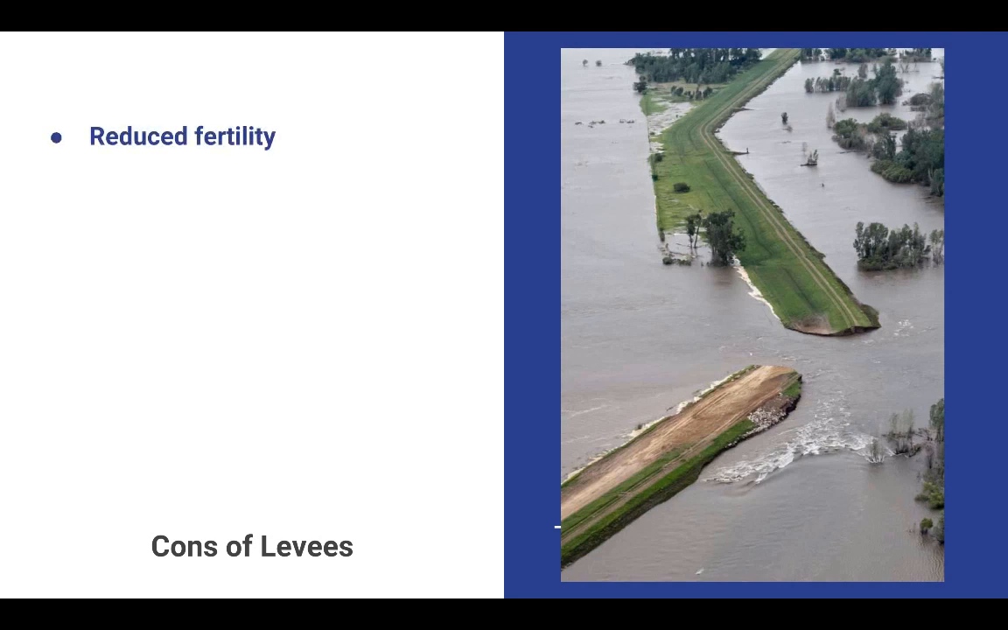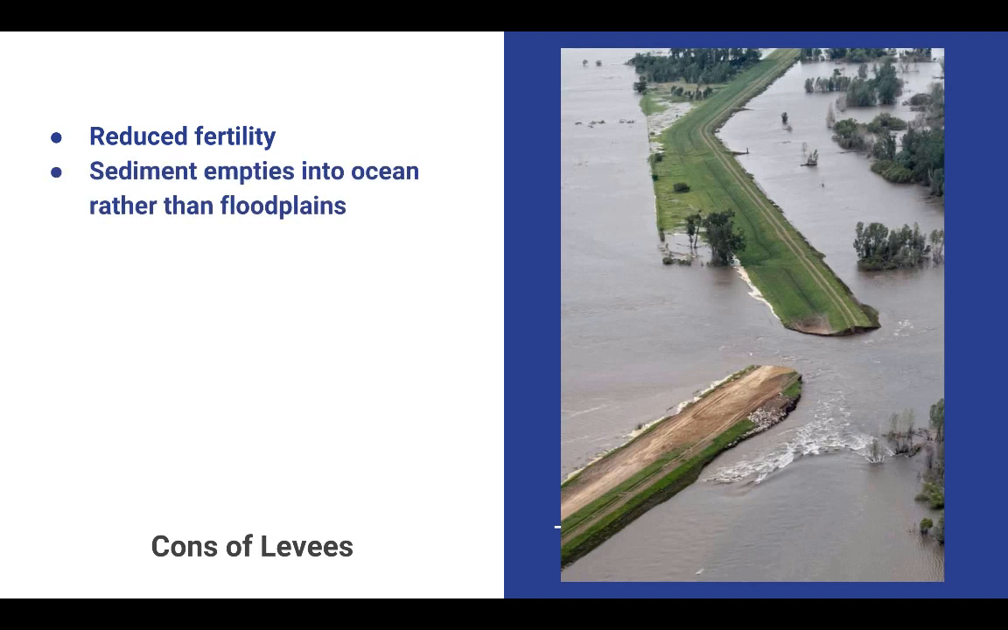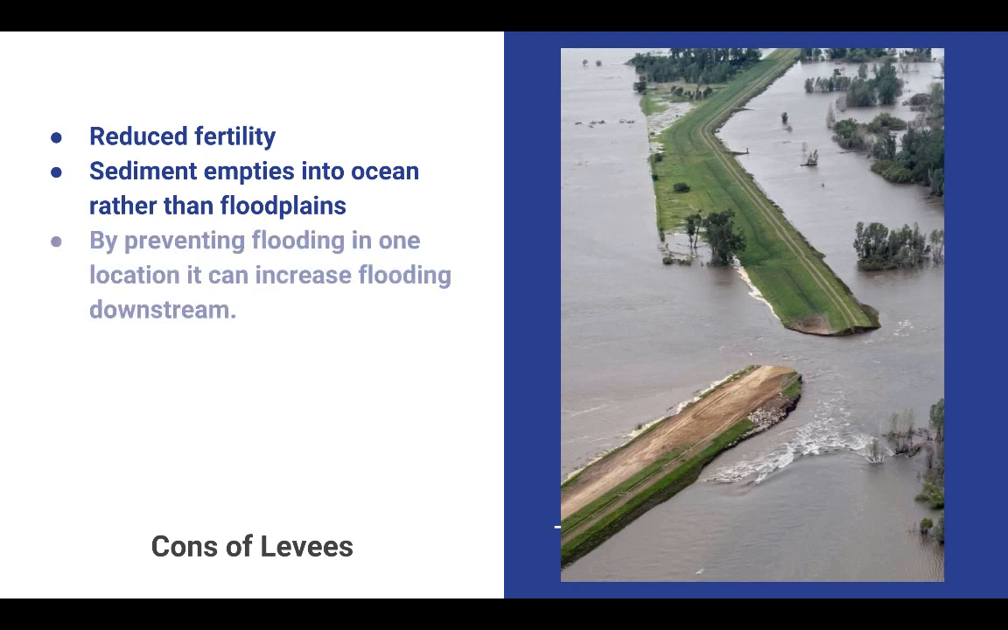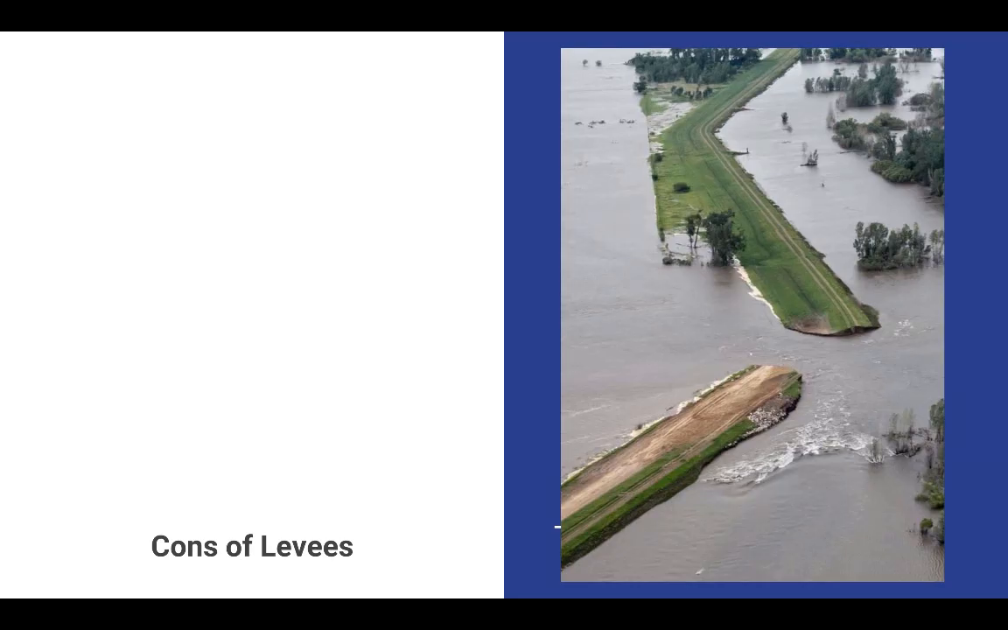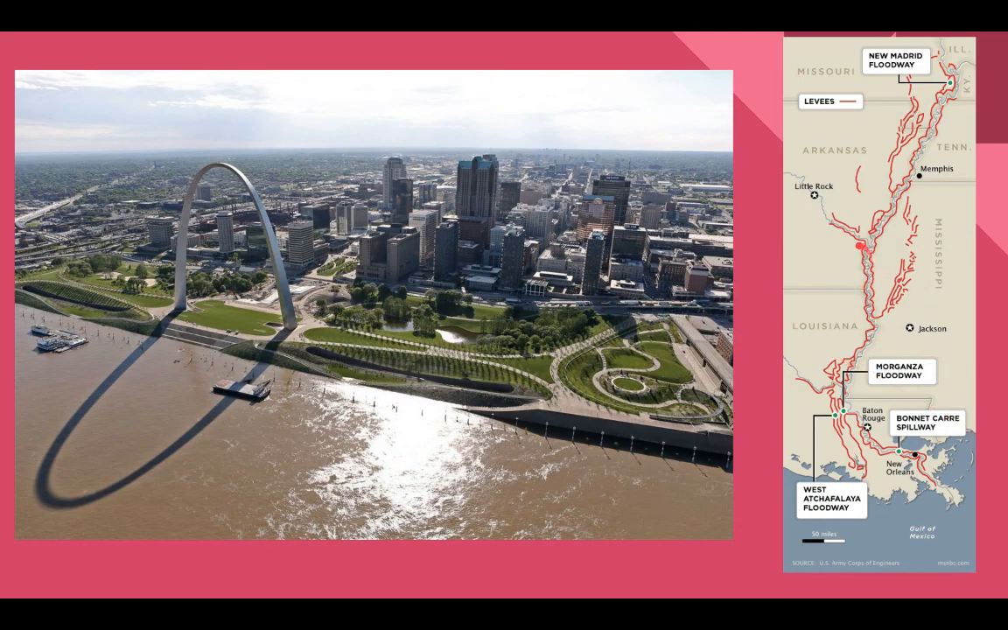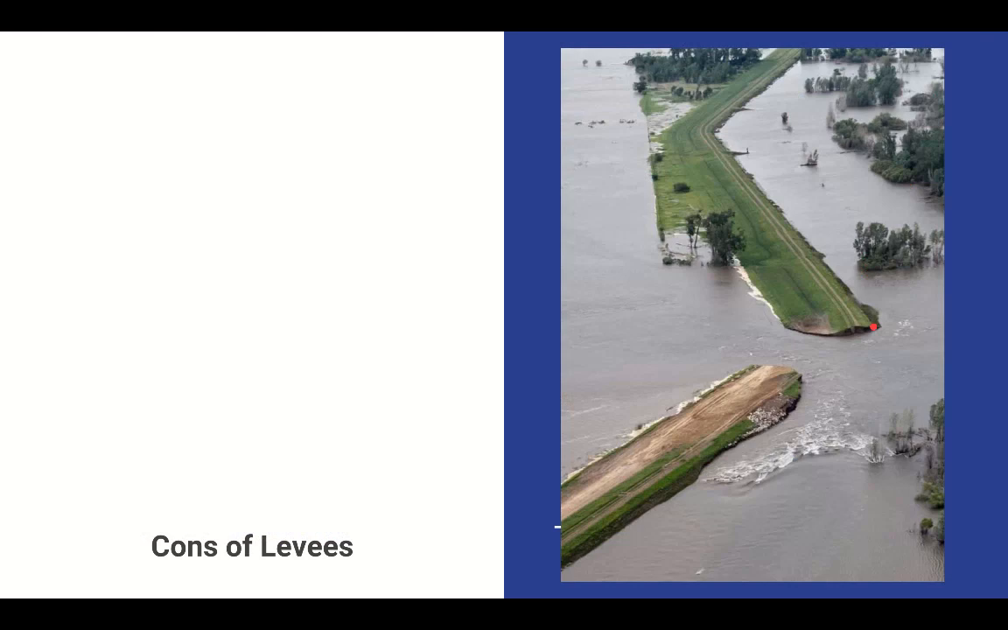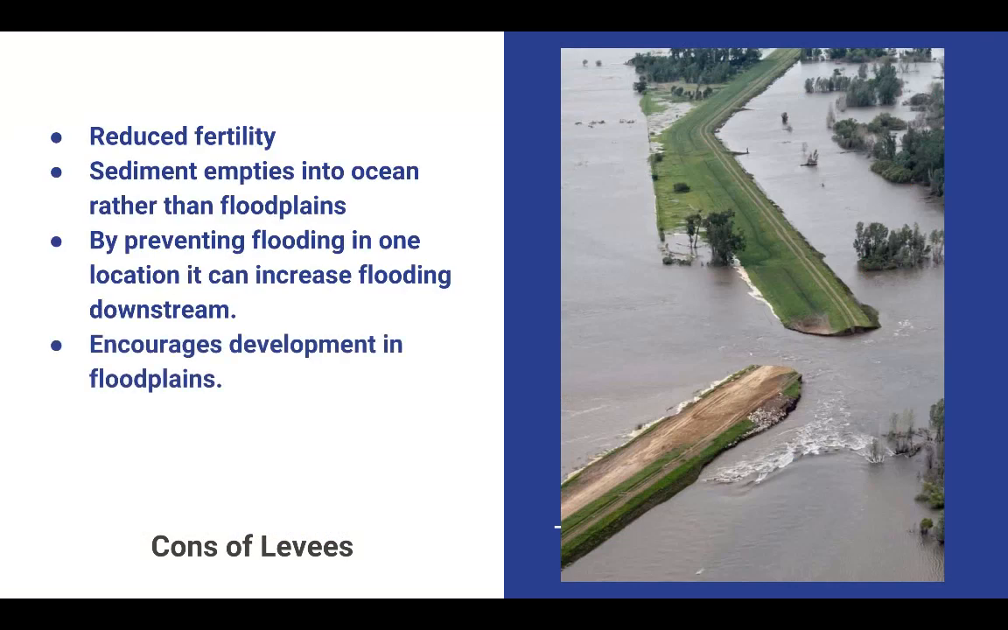So the problem with our levees is we all know that it's important for a river to overflow its banks from time to time so that the sediments the river is carrying will increase the fertility of that area, and levees inhibit this. Instead, that sediment is just going to flow into the ocean rather than onto those floodplains. And by preventing flooding in one location, it could cause an increase in flooding downstream. If we look at this map real quick, you can maybe prevent it up here, just south of Little Rock, but then further down near Jackson, you'll have flooding because that water was restricted and wasn't allowed to go out onto the floodplain.